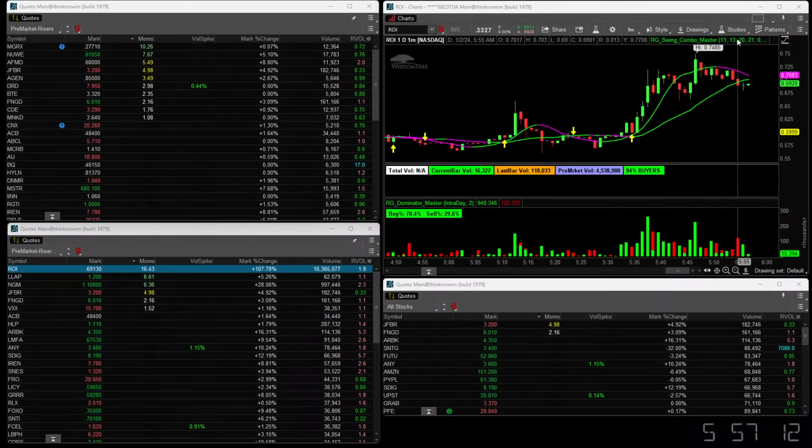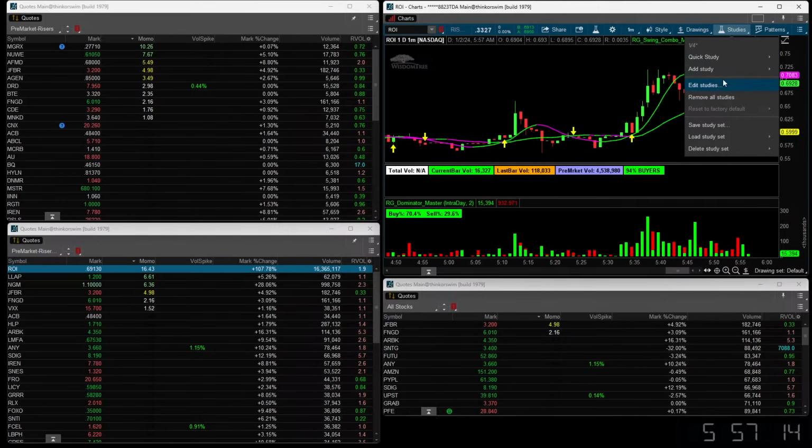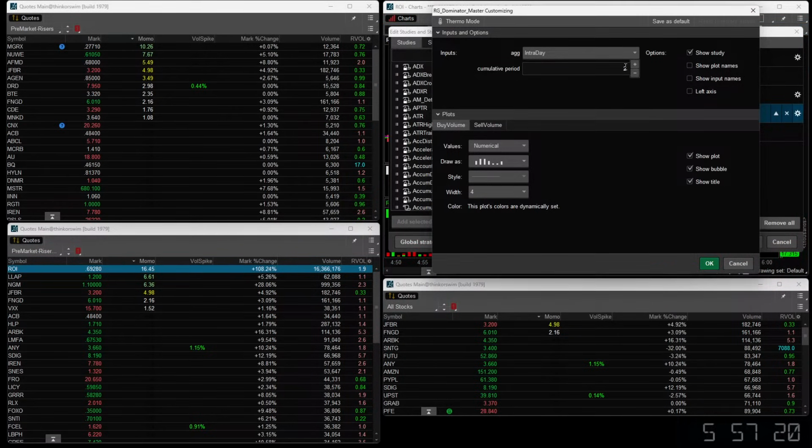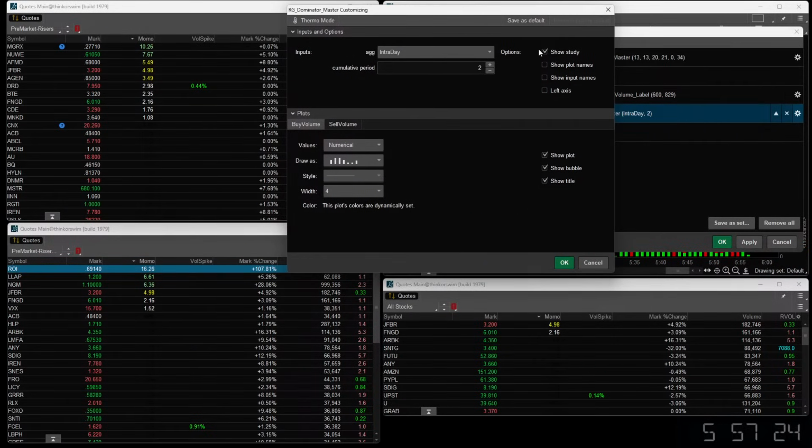So the way you change that is you go into your studies, edit studies, look for Dominator here, you click the gear icon. This number right here lets you know how many bars you want to monitor. So if you're on a 5-minute chart, you want to set it to 1 so you can monitor just that 5-minute chart. But when we're on a 1-minute chart, you can monitor 2 for a better average.